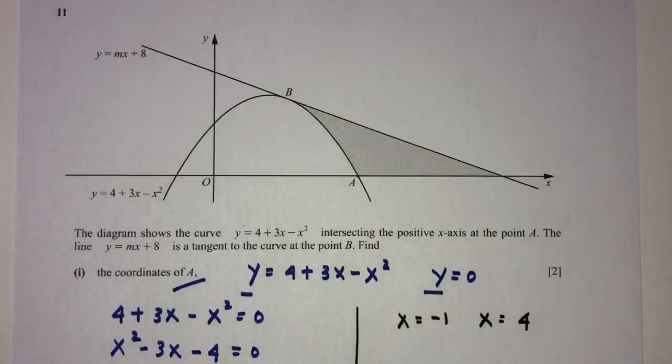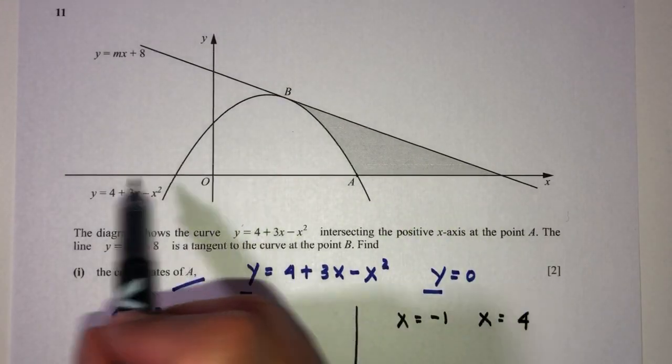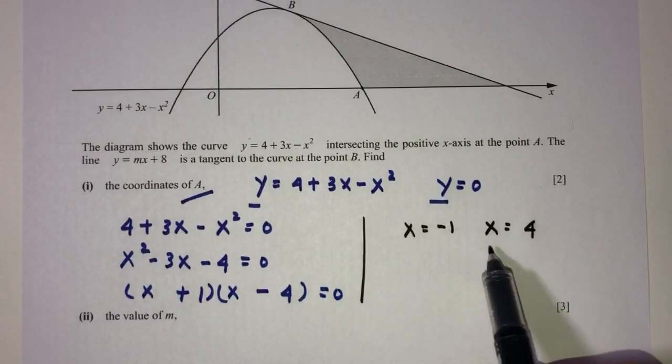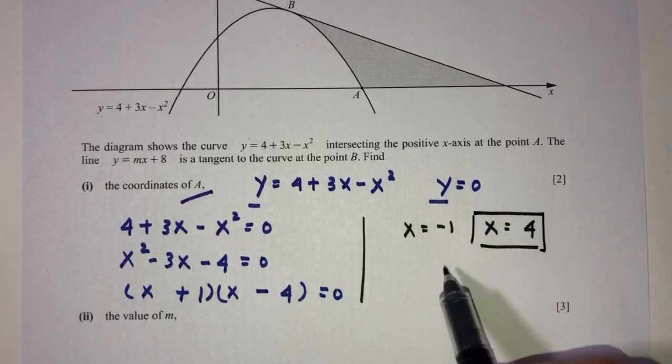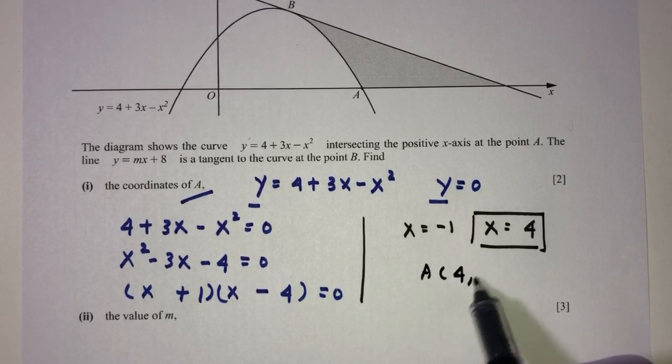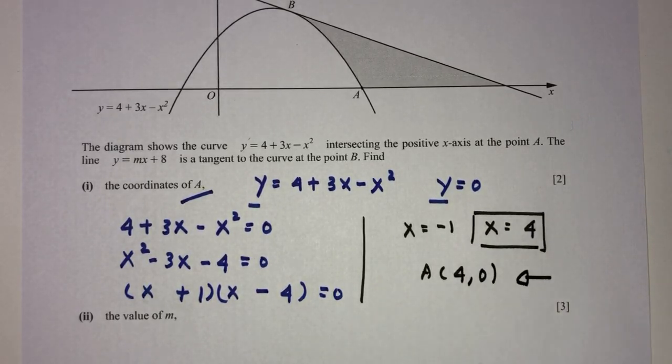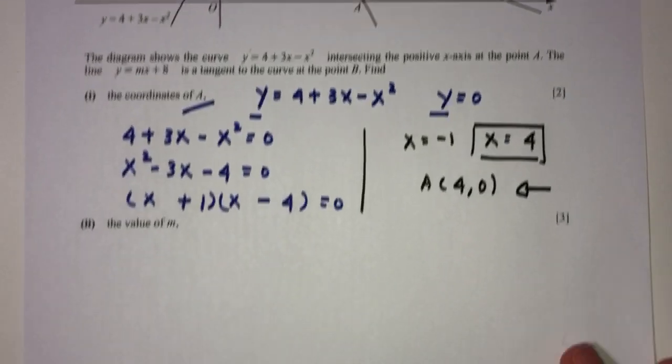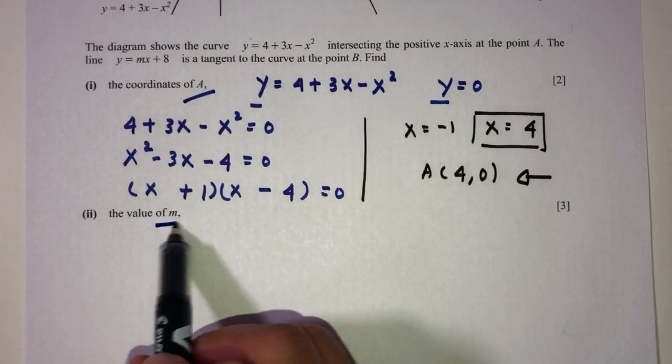But here, as you can see, x is a positive value. It is not on this side, it is on this side. That will be this as your answer. So A will be (4, 0). Okay. Now for part 2, find the value of m.